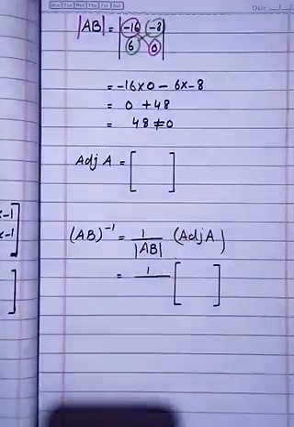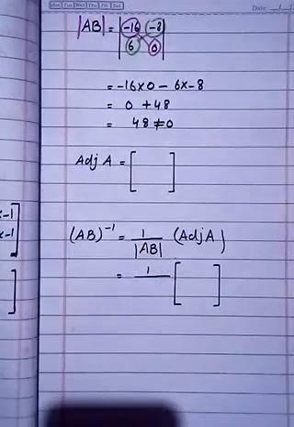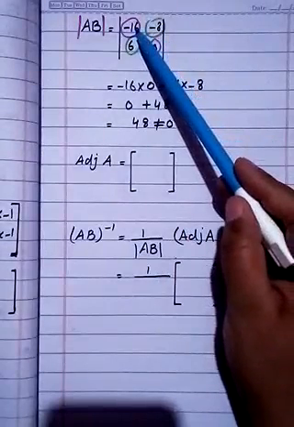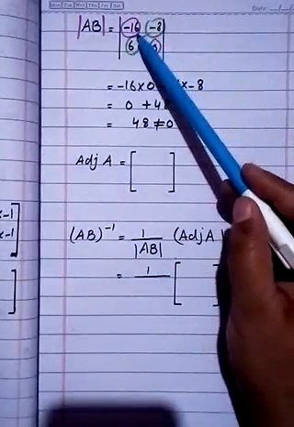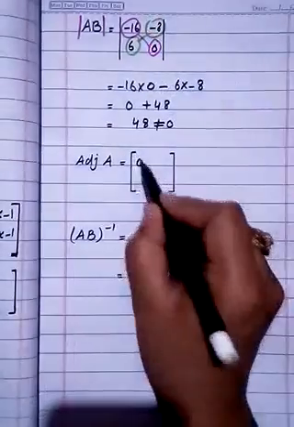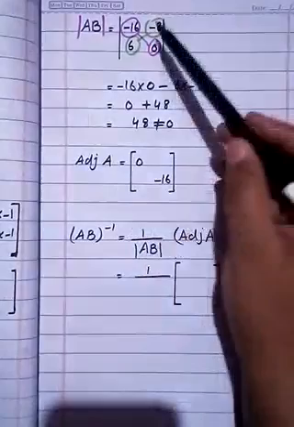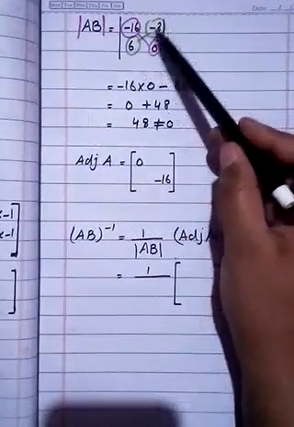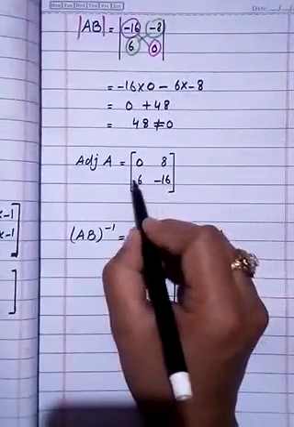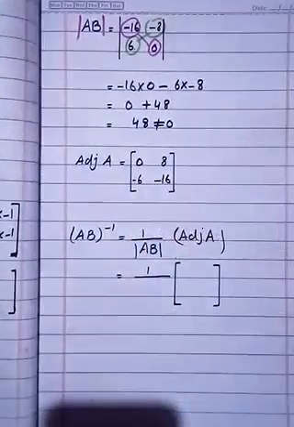Now first of all you have to find the adjoint A. How can you find adjoint A? You have to interchange the place of first and fourth entry. Then it becomes 0 and minus 16. Now change the sign of second and third entry. Minus 8 becomes plus 8 and plus 6 becomes minus 6. That is known as adjoint.